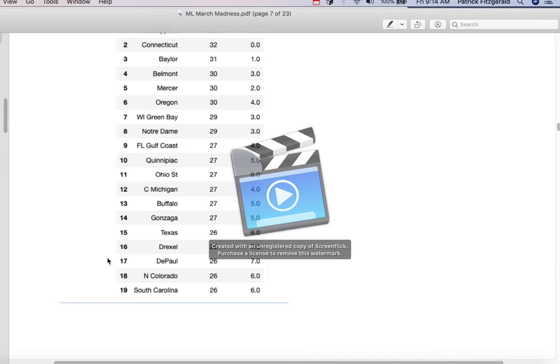There are some more teams as we go down here and look that we're going to see come up again when it comes time for the actual bracket.